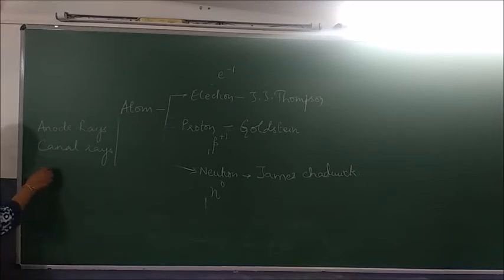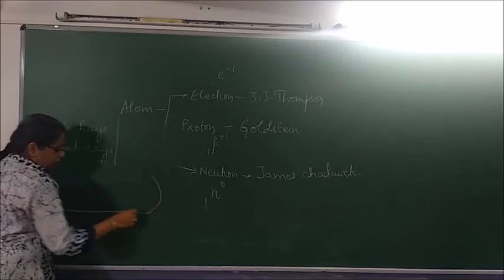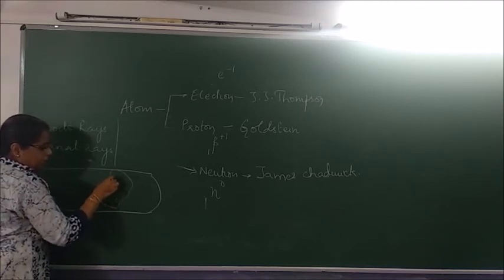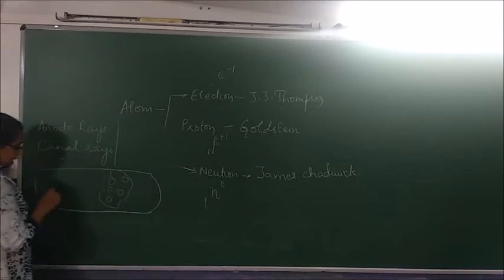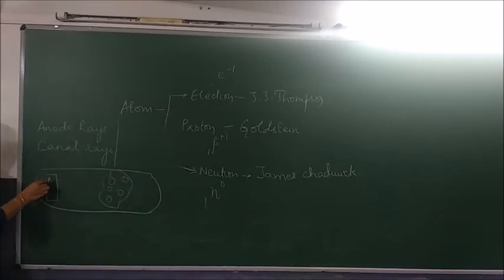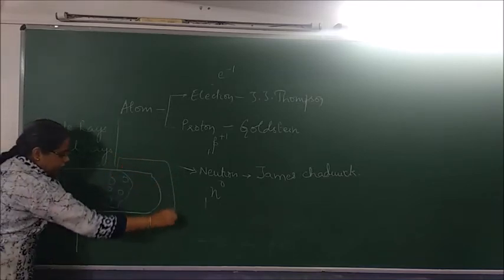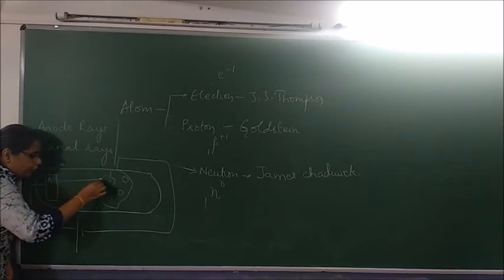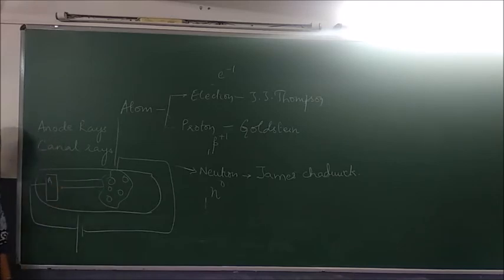So again the same principle, but what we take here is a perforated cathode. So what we will do here is we will take a perforated cathode and an anode. Anode should be connected to the positive charge. Cathode should be connected to the negative charge. Correct? And you fill a gas at an extremely low pressure and a high voltage electric current is passed. Some invisible rays travel from the anode and some invisible rays travel from the cathode.